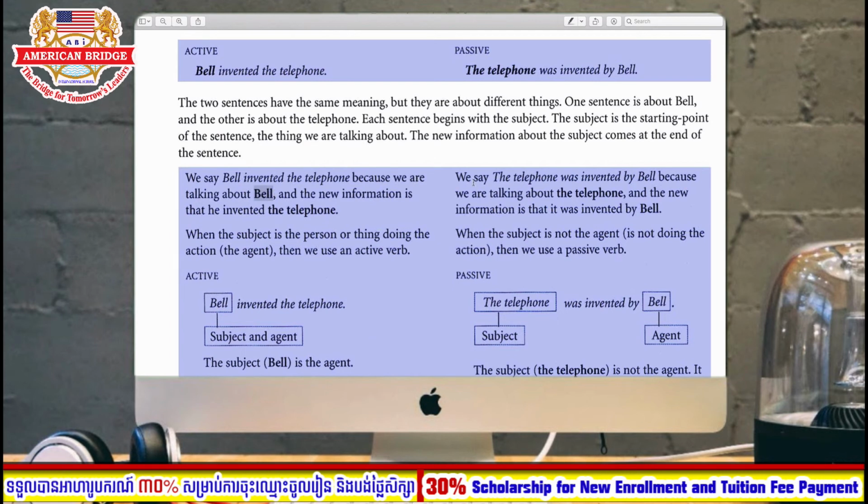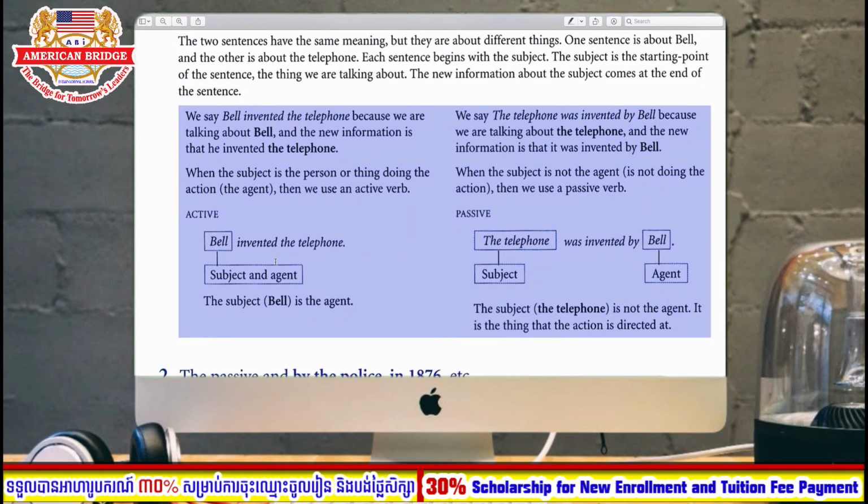On the other hand, when we say "the telephone was invented," which technically is the passive form, it is because we are talking about the telephone, right? Here the telephone is more important. We want to emphasize this. And the new information is that it was invented by Bell, which is not really important here.